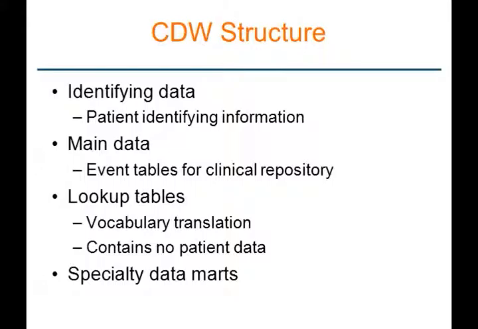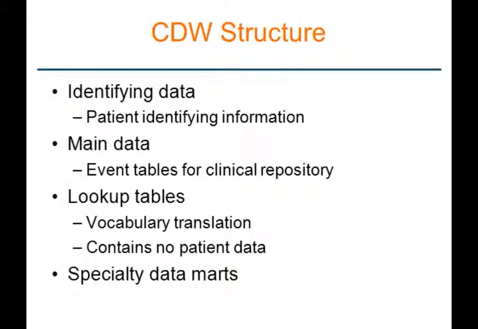In an event model, those would be the event tables. In a relational model, these would just be copies of the relational tables, or they may be groupings. They may represent groups of relational tables together. You could also have lookup tables that are vocabulary translation tables, and often these contain no patient data.